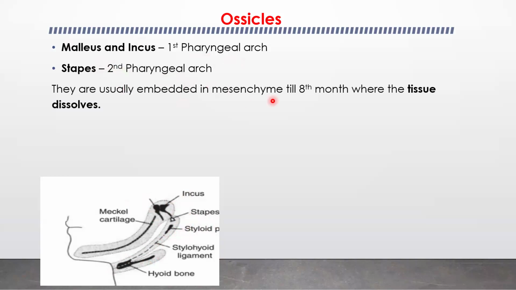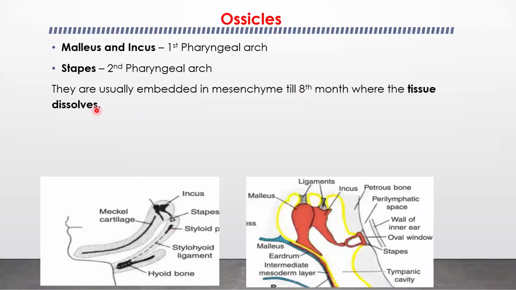So they are usually embedded in the mesenchyme till the 8th month, where the tissue dissolves. When this tissue dissolves, it will form the definitive tympanic cavity. So you can see these were covered in the mesenchyme. Then you had widening of this primitive tympanic cavity to uncover them, giving us a permanent or developed tympanic cavity covering, or with inside it, the malleus and the incus.